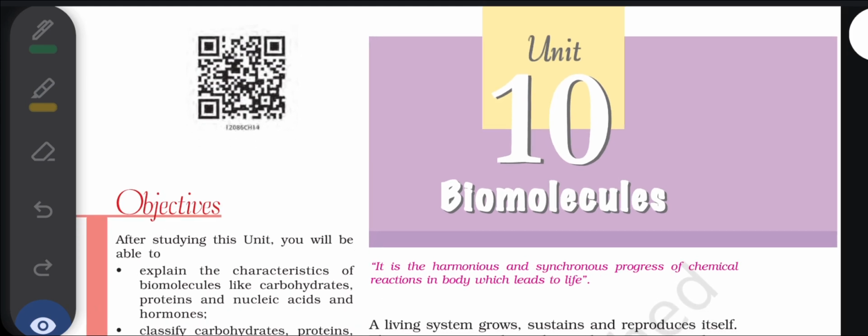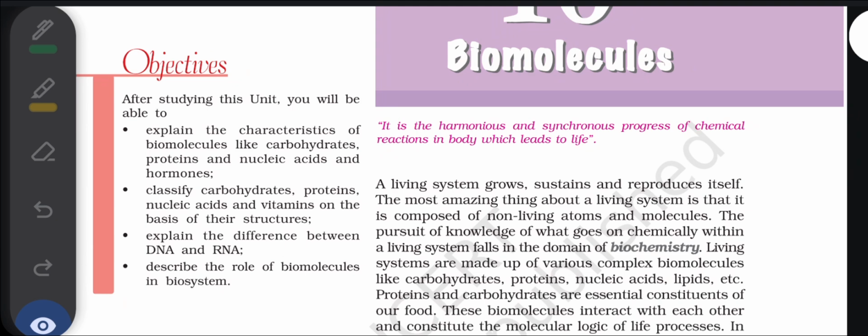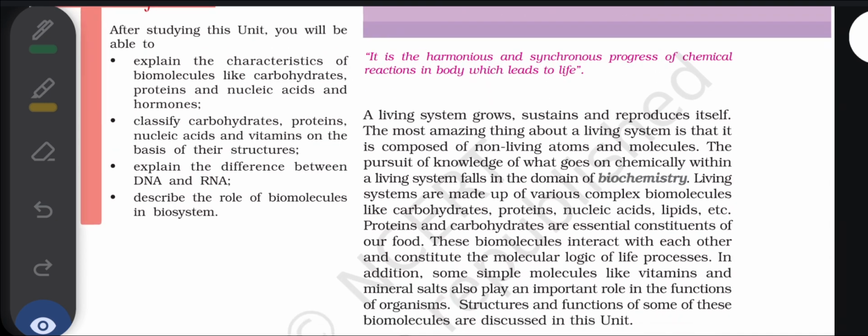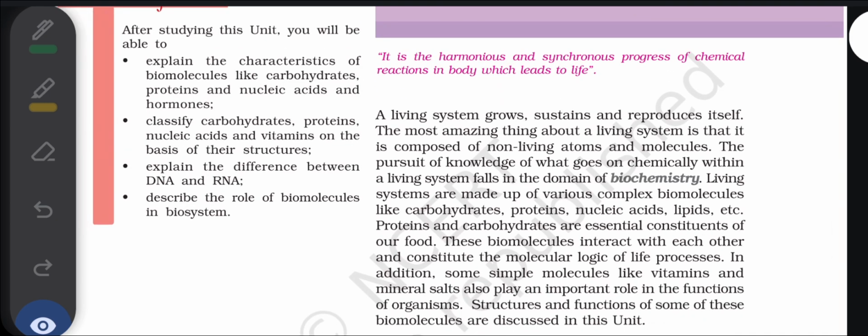So, Unit 10, Biomolecules. It is the harmonious and synchronous progress of chemical reactions in the body which leads to life. A living system grows, sustains, and reproduces itself. The most amazing thing about a living system is that it is composed of non-living atoms and molecules. The pursuit of knowledge of what goes on chemically within a living system falls in the domain of biochemistry. Living systems are made up of various complex molecules like carbohydrate, protein, nucleic acid, lipids, etc.